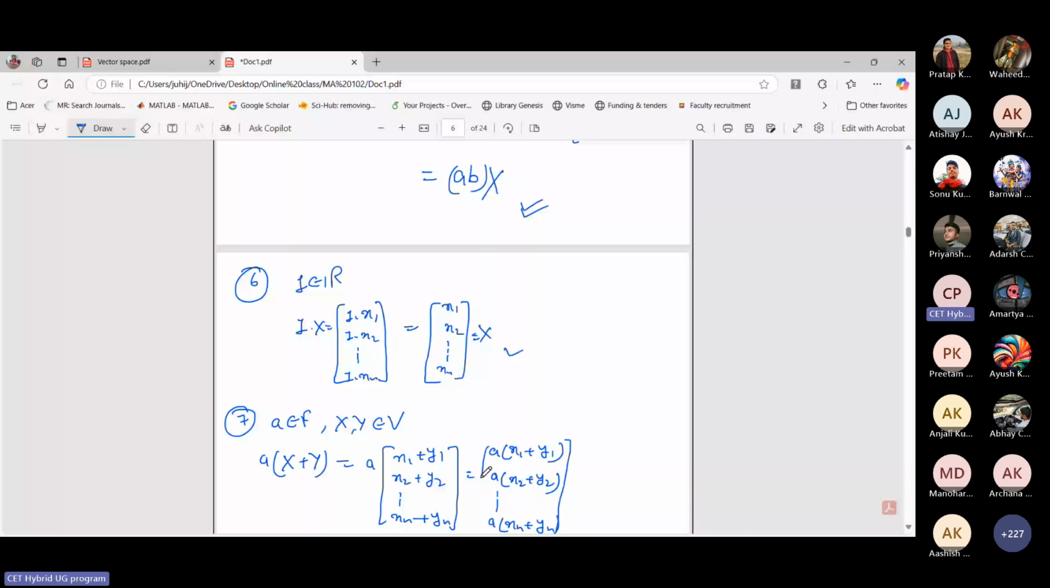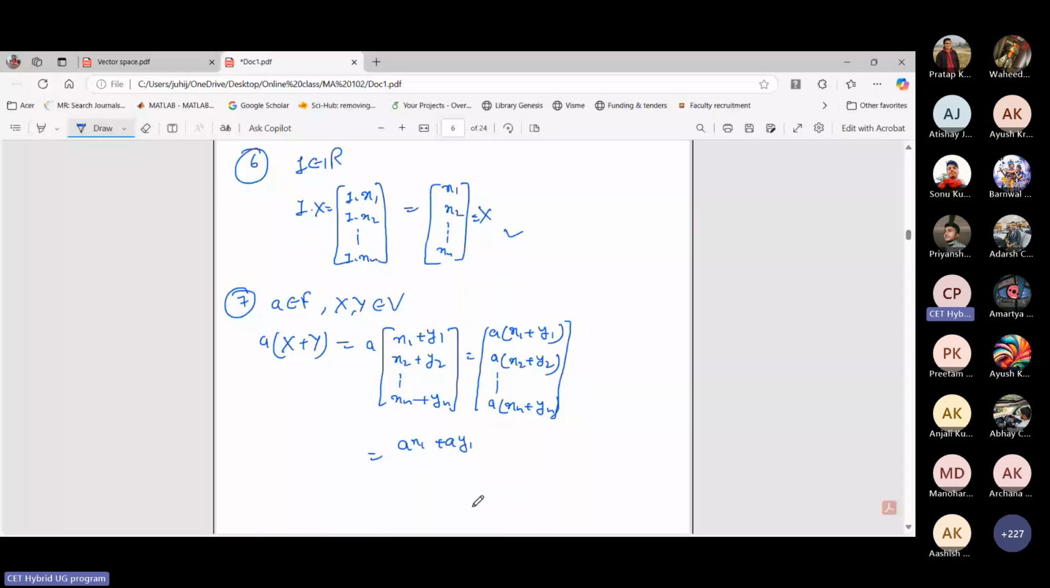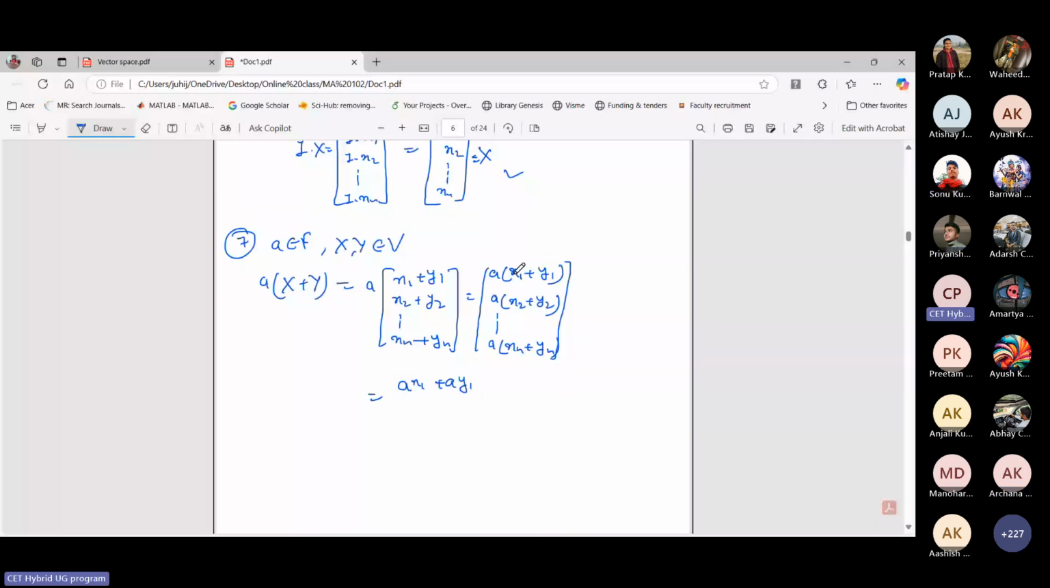Now X1, Y1 are real numbers. A is also a real number. Can I write this one as AX1 plus AY1 by distributivity of real numbers over addition? Because real numbers form a field. AX2 plus AY2, up to AXN plus AYN.